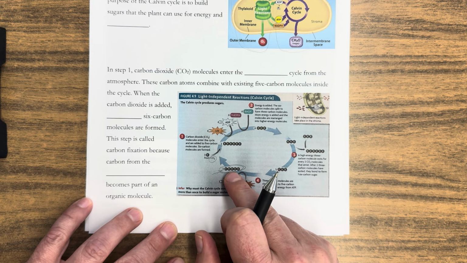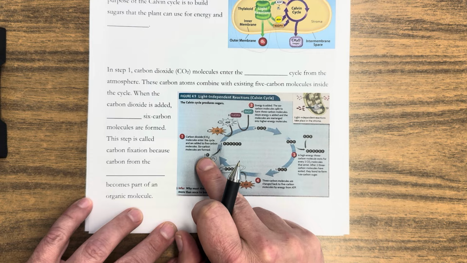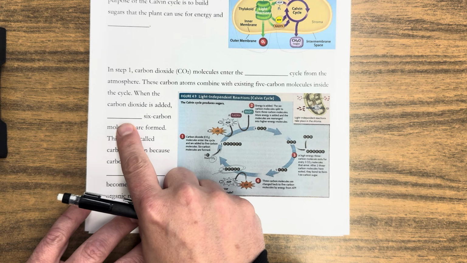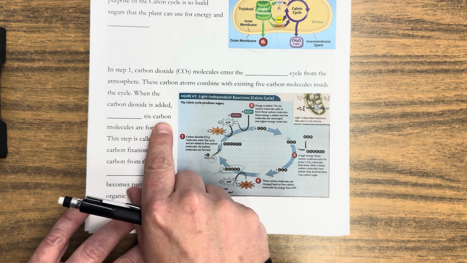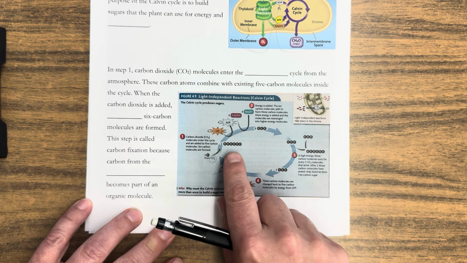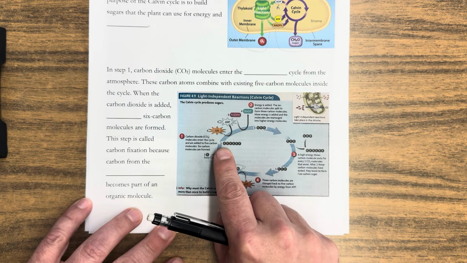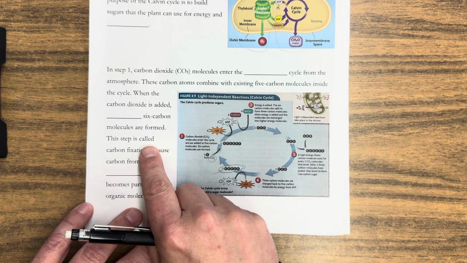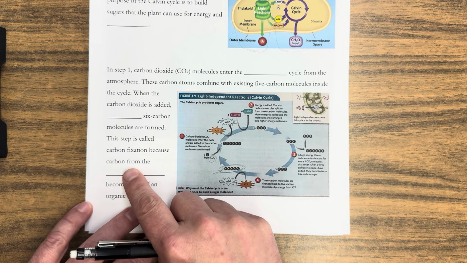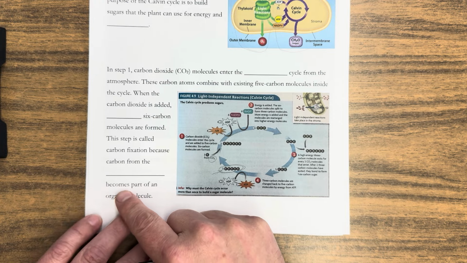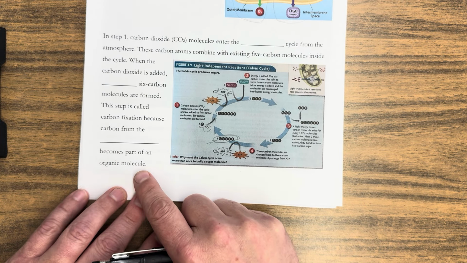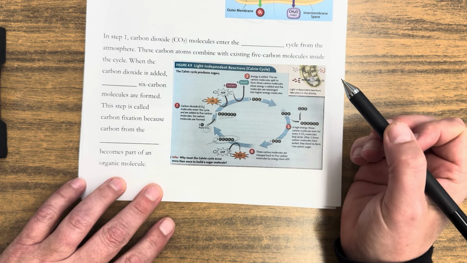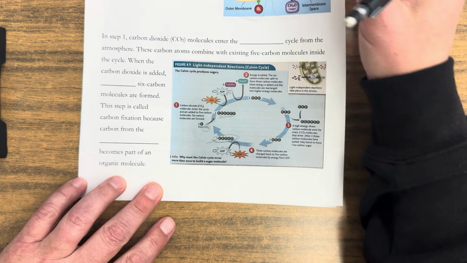So when you put a 5 carbon molecule together with a single carbon molecule, you're going to get a 6 carbon. When the carbon dioxide is added, unstable 6 carbon molecules are formed. So now this molecule here is not very stable, which is intended. This step is called carbon fixation because carbon from the atmosphere becomes part of an organic molecule. All right, so we're at this unstable 6 carbon molecule.